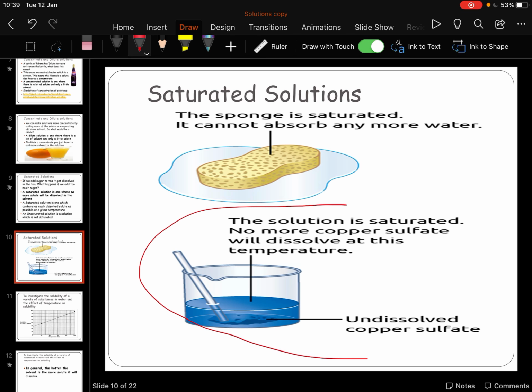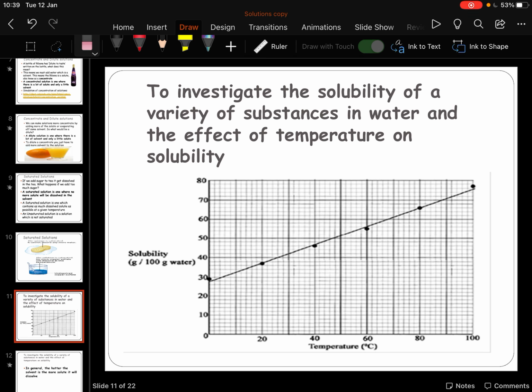And this is an experiment we usually do with copper sulfate crystals. You put copper sulfate in, and eventually you'll see it gathers in the bottom. Then what you do is you heat it up. And when you heat it up, this all gets dissolved back into the water, okay? And we'll explain what happens now, okay?